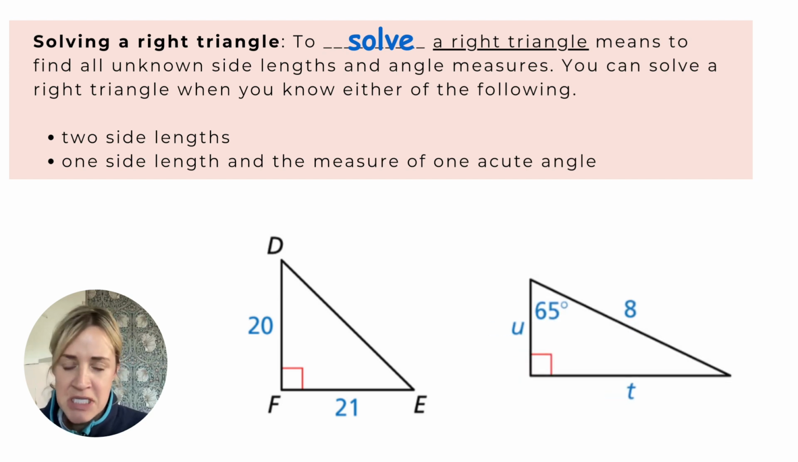And we've actually done some problems where you know one side length and the measure of one acute angle, like this one here. We know the hypotenuse is 8, and we have an angle measure of 65, including the 90-degree right angle. So you can also solve those. These are a little harder. What we're going to work on today are the ones where we don't have an angle measure. How are we going to solve them?